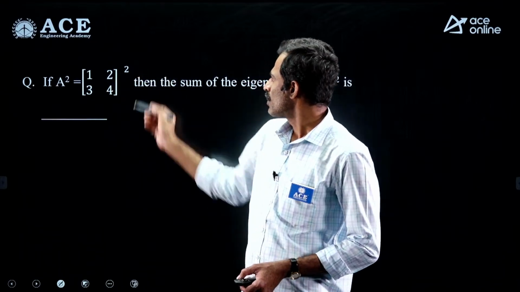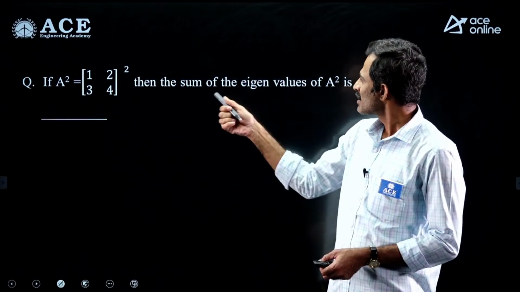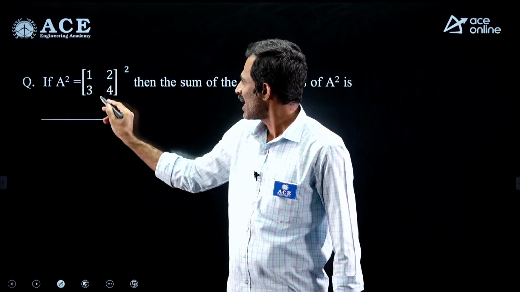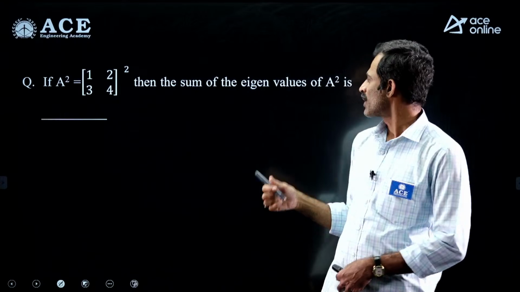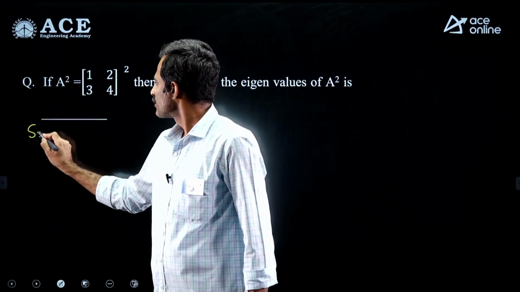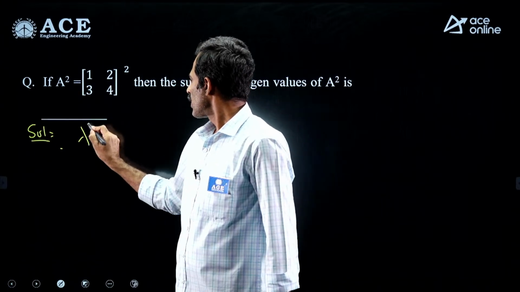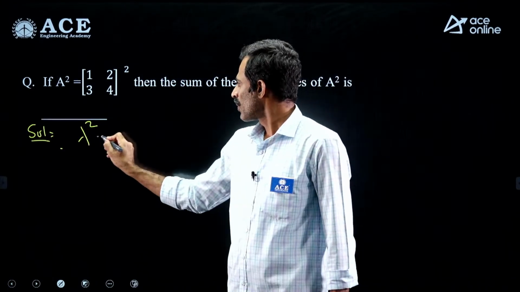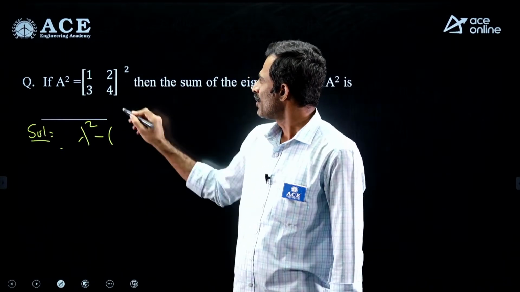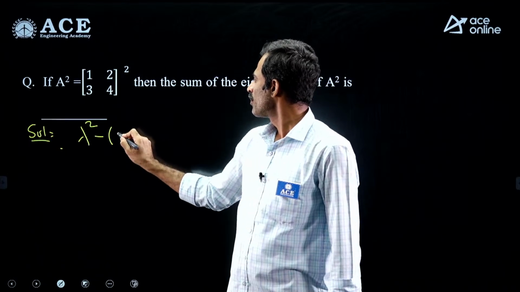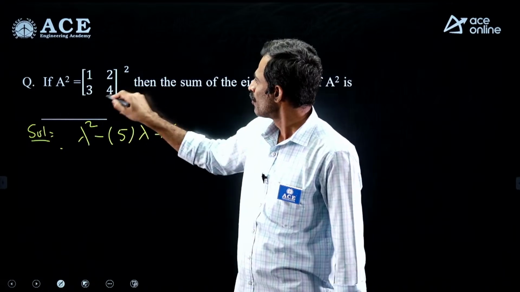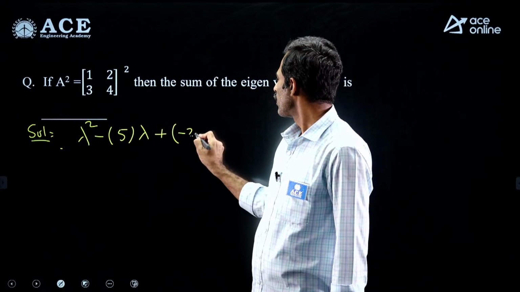If A square equal to the 2 by 2 matrix square, then find the sum of the eigenvalues of A square. Let us consider this matrix as A. For this A, if we know the eigenvalues, we can find the eigenvalues of A square. Let us find the eigenvalues of this matrix A. Now write the characteristic equation: lambda square minus the trace of this matrix, 1 plus 4, that is 5, into lambda, plus the determinant. The determinant is 4 minus 6, that is minus 2.